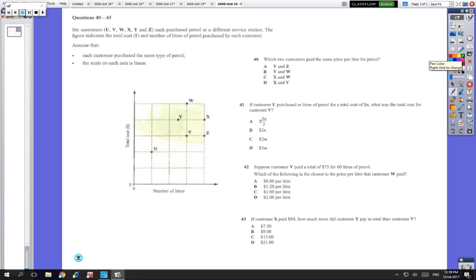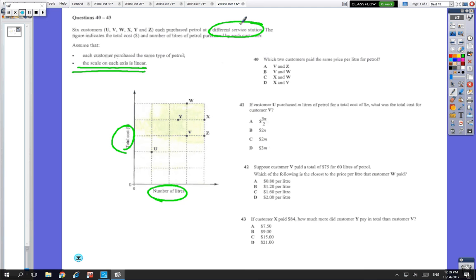Okay, so there's 6 customers, all different customers, and this is total cost, and this is the number of litres. That's important, but the most important thing is the scale. When we're doing these questions, the scale on each axis is linear, and they're purchasing at different petrol stations, so there's going to be different prices.